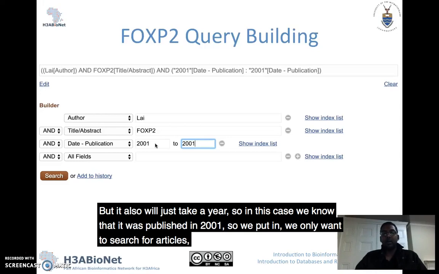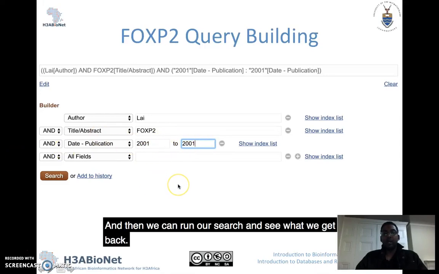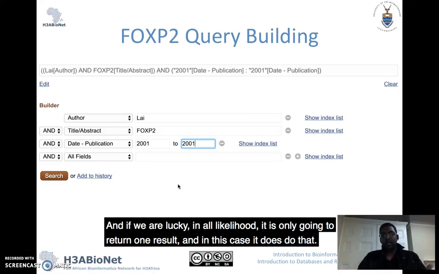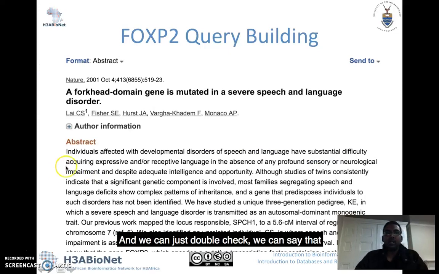So in this case, we know that it was published in 2001, so we only want to search for articles in the year 2001. So we put 2001 to 2001, and then we can run our search and see what we get back. Okay, and if we're lucky, in all likelihood, it's going to only return one result. Okay, and in this case, it does do that, and we can just double check.